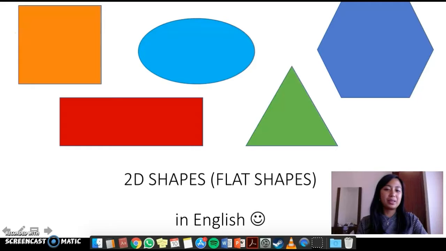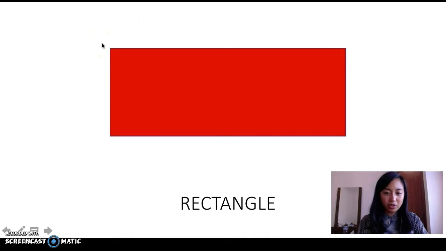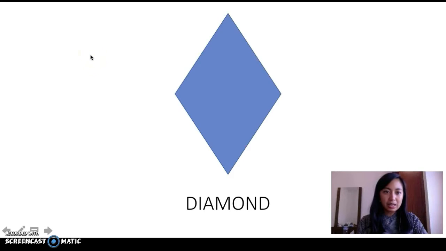I'm going to be talking about the 2D shapes, so the flat shapes in English. So first up we have the square. You can see the square has 4 equal sides, that's a square. Next we've got the rectangle, so 4 sides, but this one's a bit longer than the square. Next we have the diamond, so it's just like this, that's a diamond.